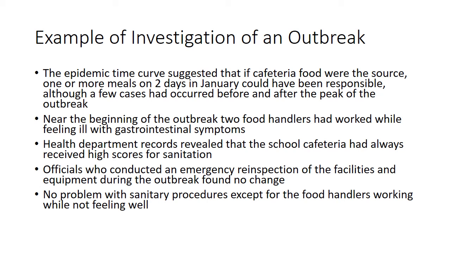Near the beginning of the outbreak, there were 2 food handlers who had worked while feeling ill with gastrointestinal symptoms. So they started doing more interviews and found out these 2 guys were not feeling well. Then the health department records revealed that the school cafeteria always had high scores for sanitation. So in general the cafeteria was pretty good, but maybe it was something to do with these 2 guys. They conducted an emergency reinspection of the facilities and found no change. The sanitation was still pretty good, and they found no problem in any sanitary procedures except for the food handlers who happened to be working while not feeling well. That's the only abnormality that was going on there.